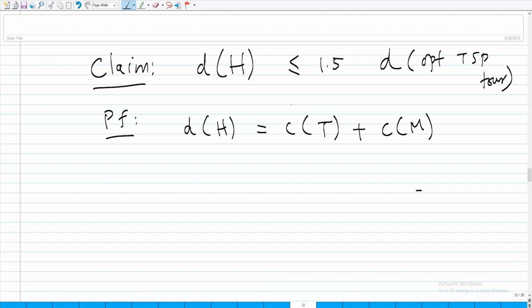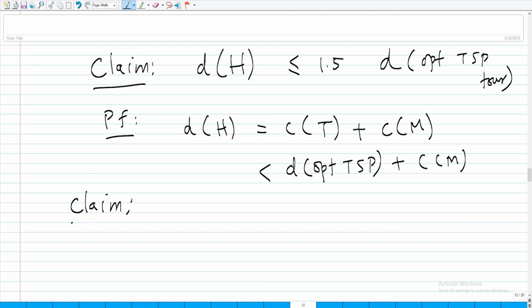And the cost of the minimum spanning tree, we already argued, is at most the cost of the optimum TSP, because we take the TSP and remove an edge and you get a spanning tree. So, now plus the cost of the minimum weight perfect matching. Now, the claim is that the cost of the minimum weight perfect matching on the odd degree nodes is at most, what do I need to show? Half of the total distance of the optimum TSP.